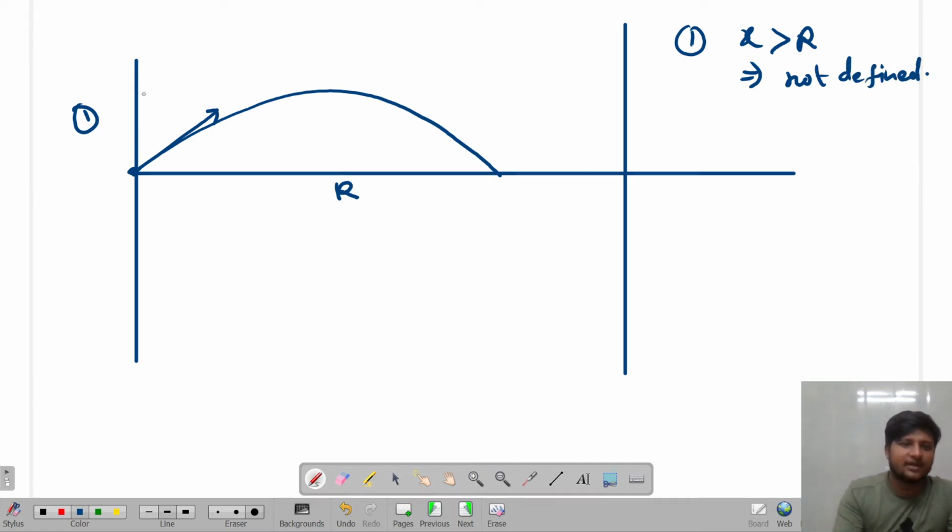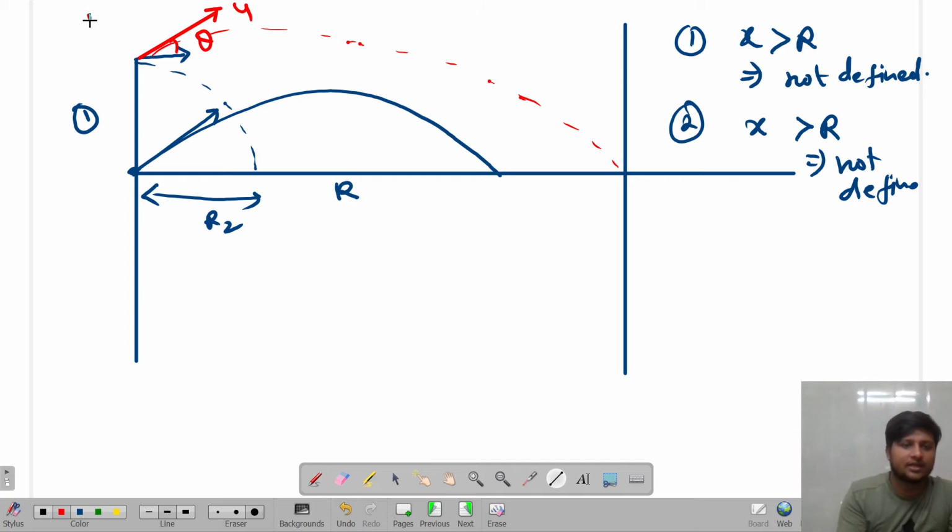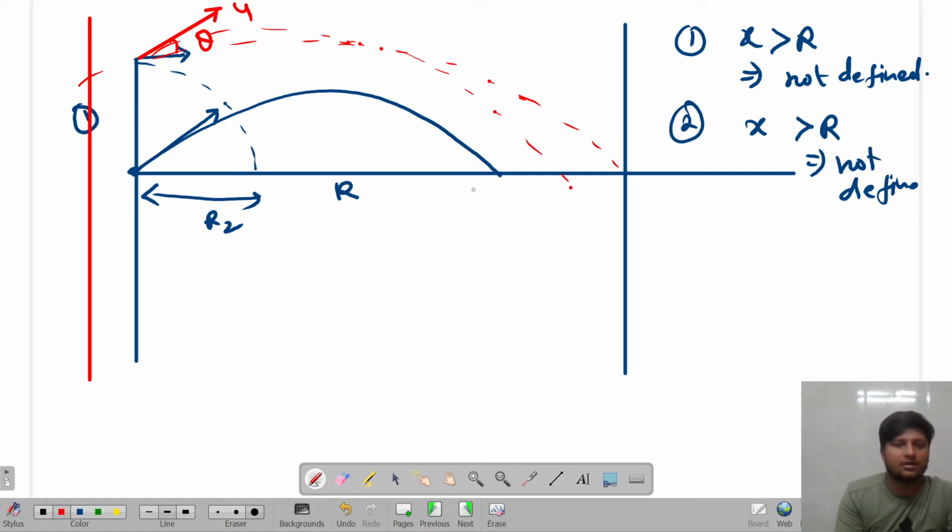Right or not? Second case, if I am throwing horizontally and the particle is falling this way, this is R2 range, and again if I take x greater than R, this is also not defined. But if I throw a particle from the top of a tower with some initial velocity u, making some angle theta with the vertical, there is a chance that the particle can cover more. Let's suppose it is hitting over here; if I increase the initial velocity and angle theta, and shift this axis over here, this particle will hit somewhere over here, right or not?